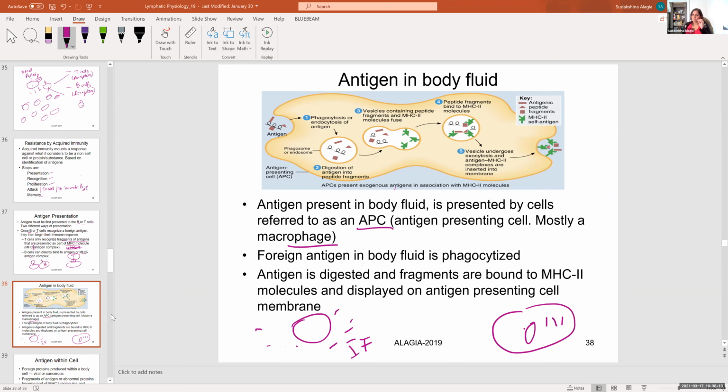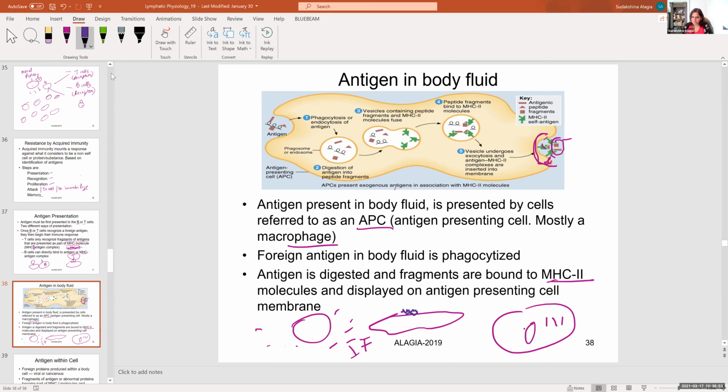Once they phagocytize, macrophages will basically insert the antigen with their MHC2 and display it as an MHC2 antigen complex. So basically, surface protein along with the antigen. See that? That pink part, that's the antigen. The green part is the MHC2, which is always present. So if this is a macrophage, it always has the MHC2.